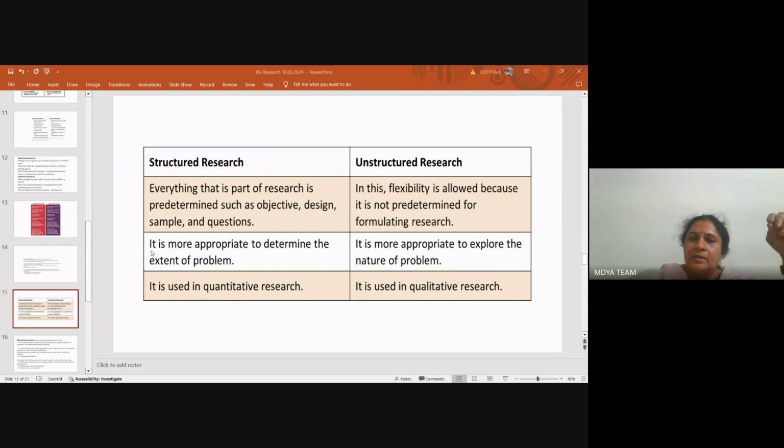And Lipalika ji, where you are going to apply is quantitative. Structured research will be applied in quantitative research. Unstructured will be applied in qualitative research. Right. Are you clear with me now, ji?